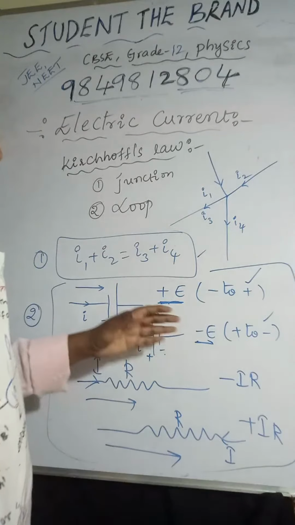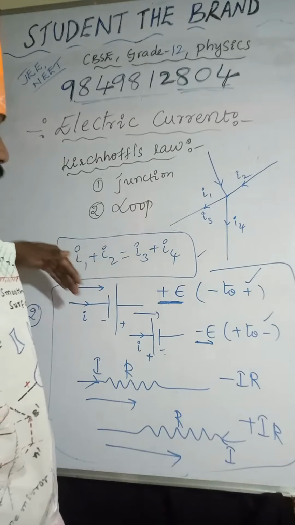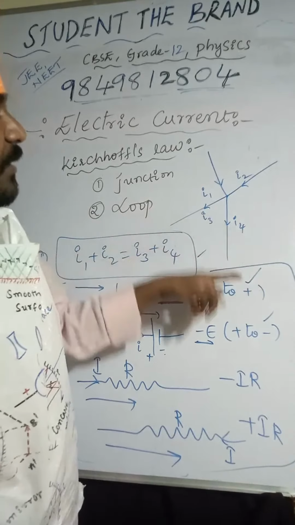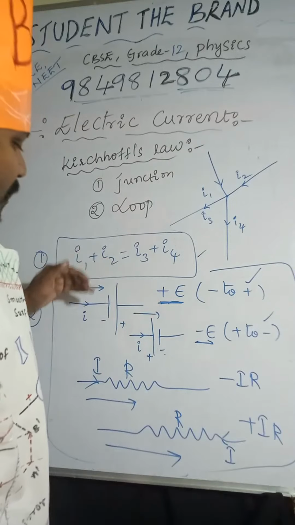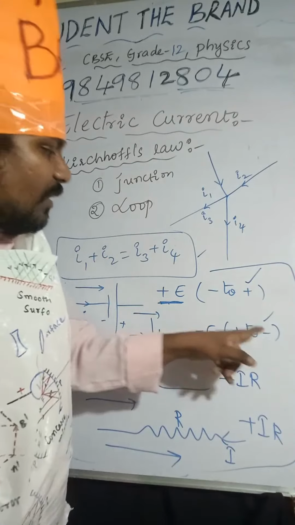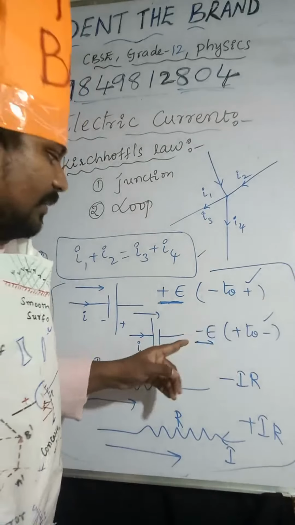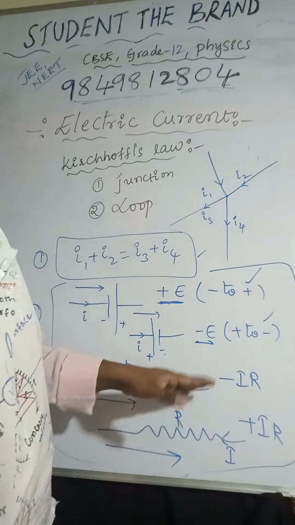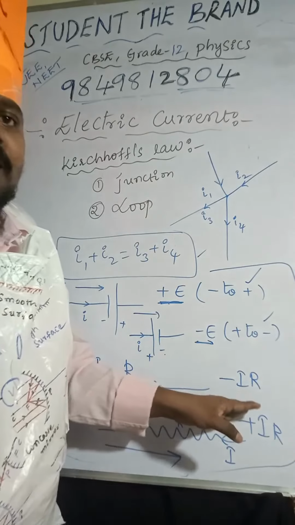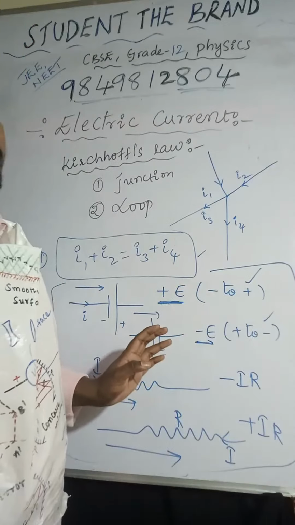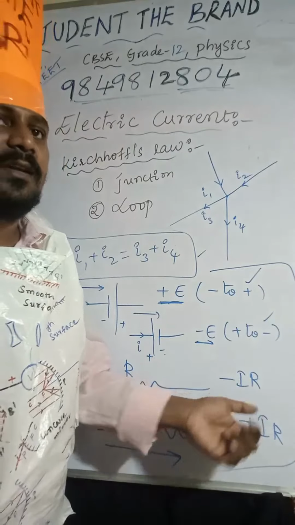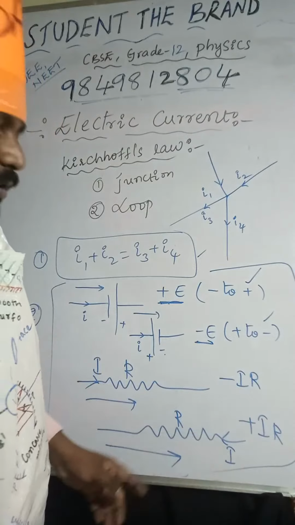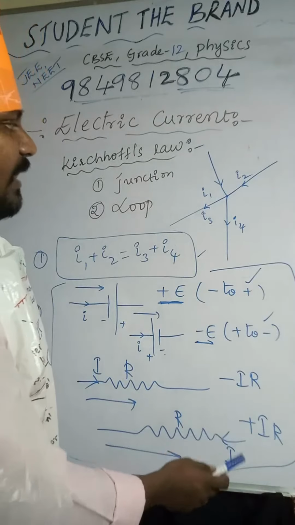Understood? Once again listen carefully. When you are moving through the source, through the cell, from negative to positive, the final point is positive, so you have to consider positive EMF. When you are moving from positive to negative, you are reaching the negative terminal, so negative EMF. When you are moving along the current direction through the resistor, the I atom is negative, because the potential is decreasing. When you are moving opposite to the current direction, the IR term is positive.